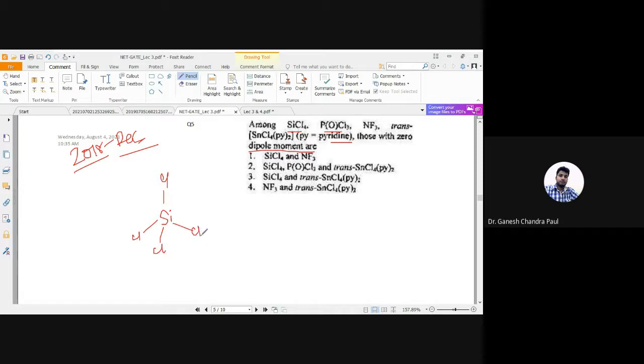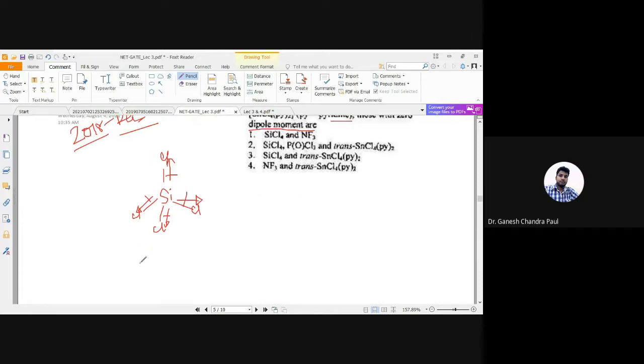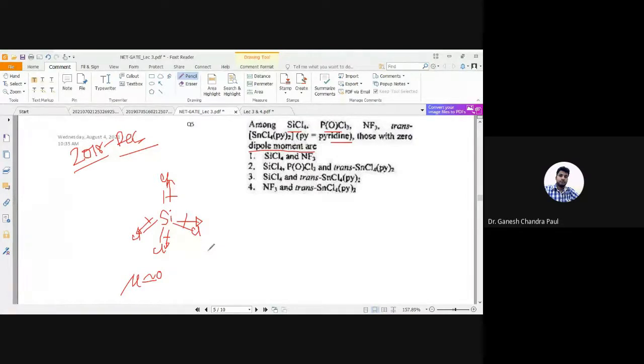Now as it is tetrahedral, and as you know, chlorine is more electronegative compared to silicon, so their bond moments will be present this way. Yes or no? And if you look at the overall dipole moment, it tends to be zero. Each of these bond moments will cancel each other, and therefore the dipole moment is zero, right?